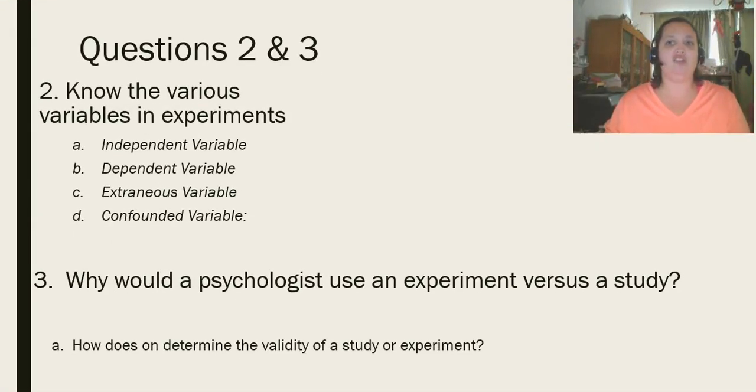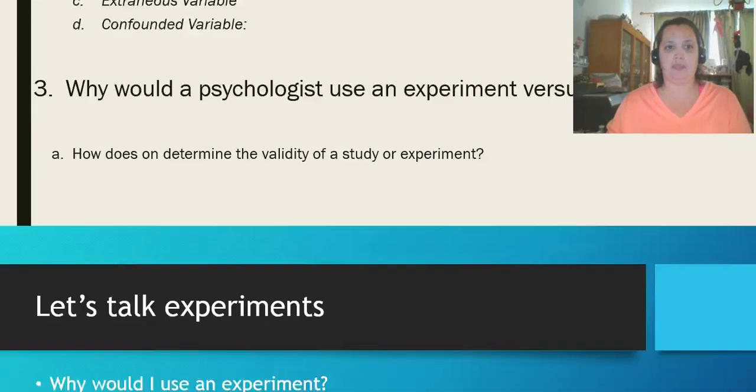All right, questions 2 and 3. We want to be able to know about the variables in experiments, and we want to think about why we would use certain types of research. So number 2 asks about the various variables, and number 3 asks about using an experiment versus a study and validity.